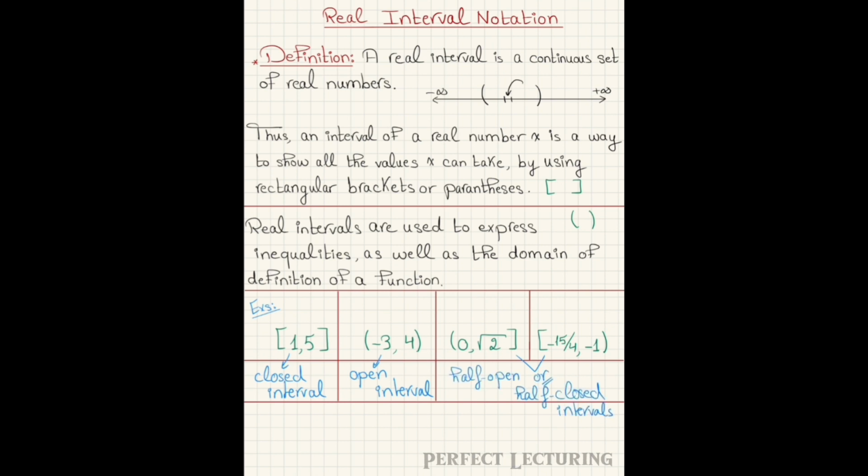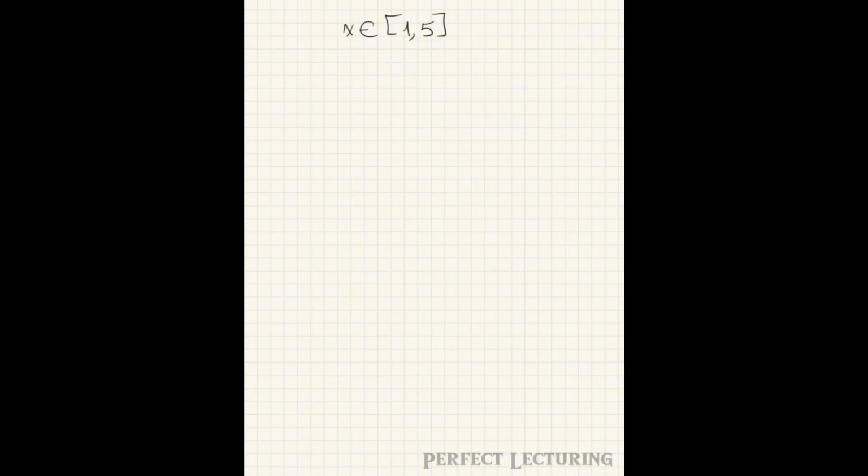Let us now see which inequalities each one of these intervals represents. If we have x belongs to the closed interval [1, 5], this means that x is between 1 and 5 with 1 and 5 both included. So x can take any value between 1 and 5 as well as 1 and 5. So in a closed interval, the endpoints are also included among the values which x can take.